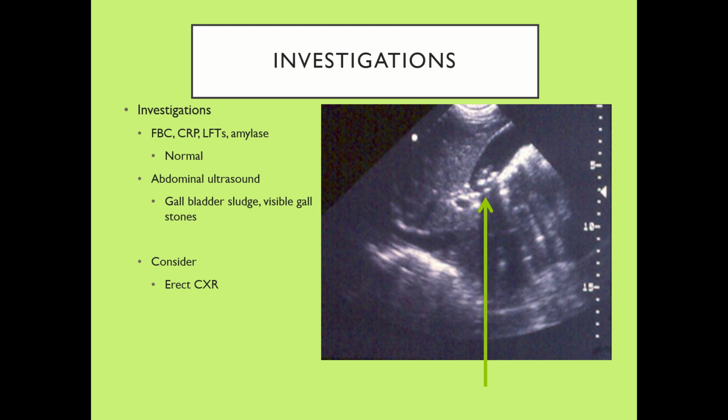On the right, you can see a picture of an abdominal ultrasound. The arrow is pointing to some gallstones sitting within it. Other findings on an abdominal ultrasound, there might be a little bit of gallbladder sludge. This is like the starting to form gallstones, but you probably wouldn't see too much else. Other investigations you could consider, if they're in a lot of pain, they might just get an erect chest x-ray just to rule out pneumoperitoneum, which would indicate perforation.